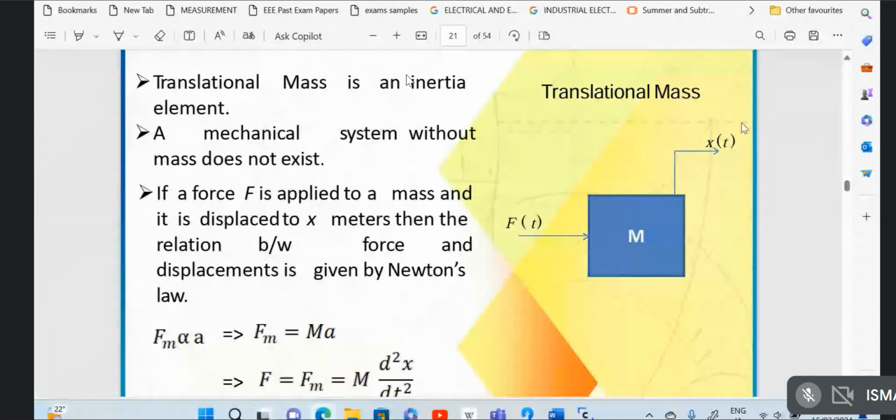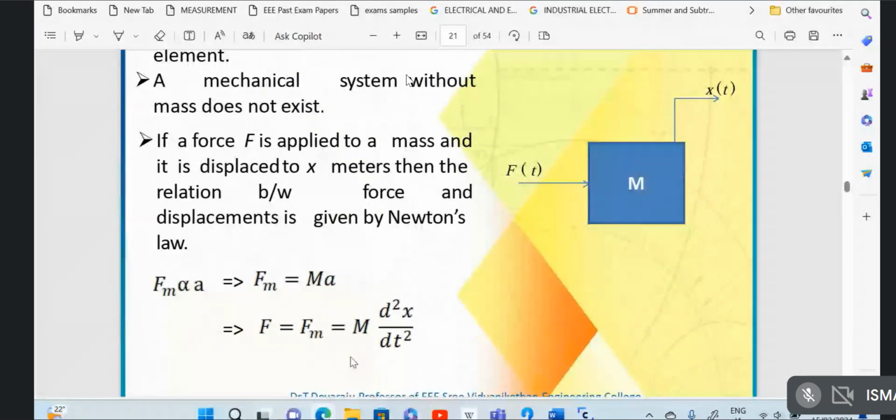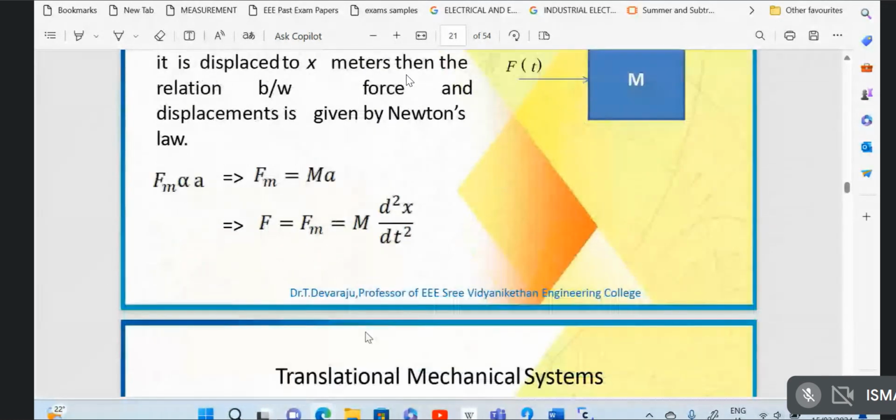So, if there's a mass and there's a force acting on it and you want it to move in the same direction, x, then the force that is causing that motion is proportional to acceleration. And my equation is F = ma, the second law. Force is equal to m times the second derivative of distance, which is equal to acceleration.